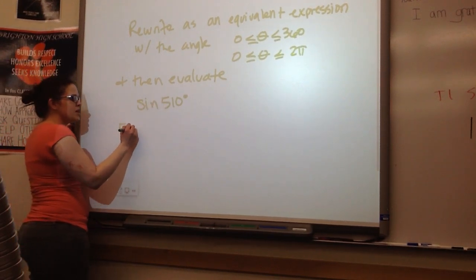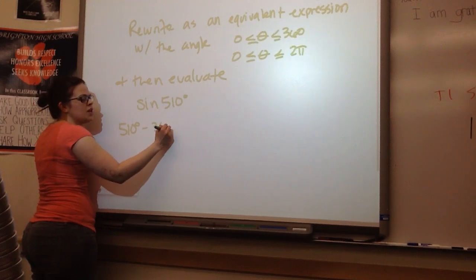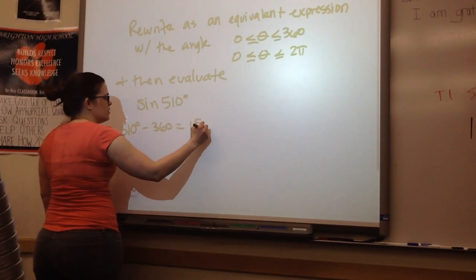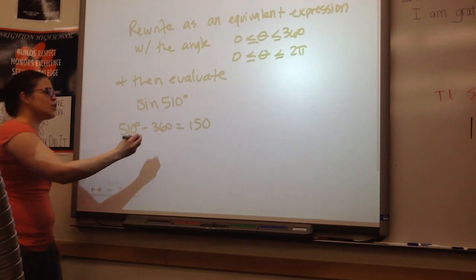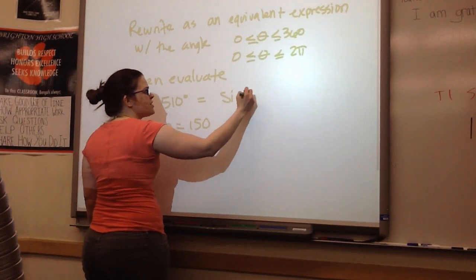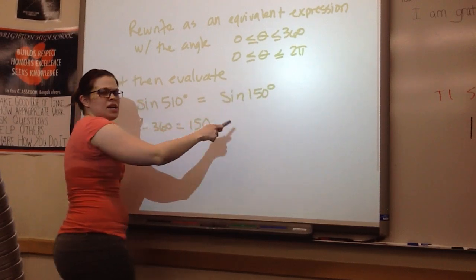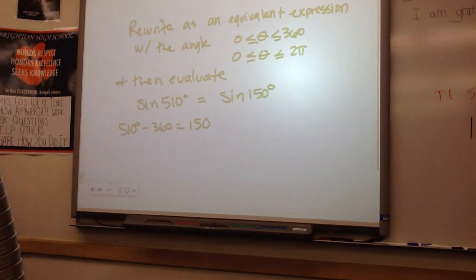So what I'm going to do is take 510 and subtract 360 until I get something that's between 0 and 360. So 510 minus 360 gives us 150. So this is the same thing as the sine of 150. This is the part where we're writing an equivalent expression that has the angle between 0 and 360, and then we're going to evaluate the sine of 150. So the sine of 150 and the sine of 510 are the same thing.